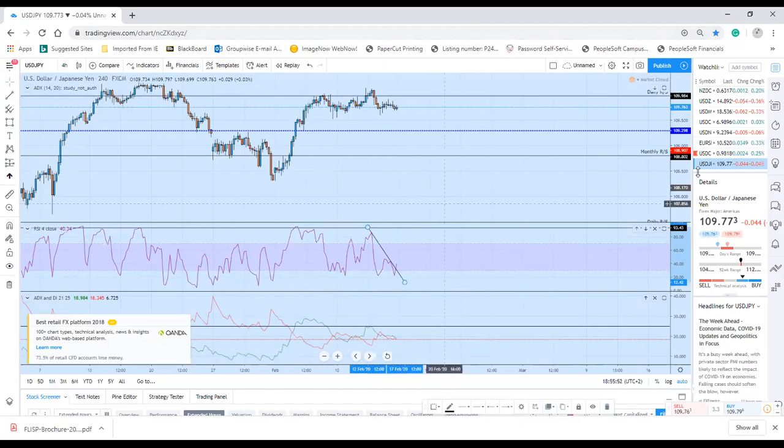Let me put a red marker on this USD JPY here. You can give me more pairs, guys, please, if you have any more.